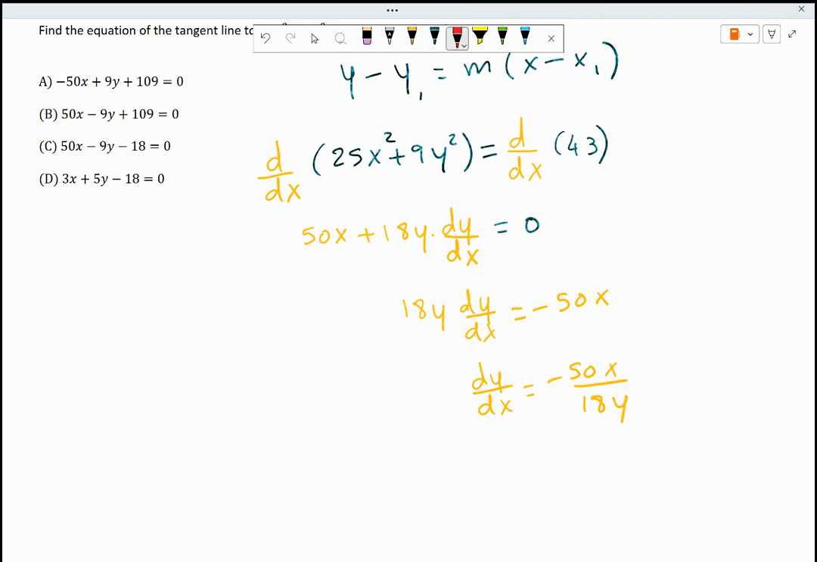Now there's a common factor here of 2. If we divide 50 by 2, we get 25. Divide 18 by 2, we get 9. So the answer is negative 25x over 9y.